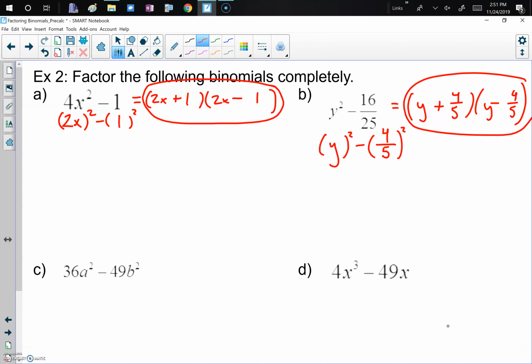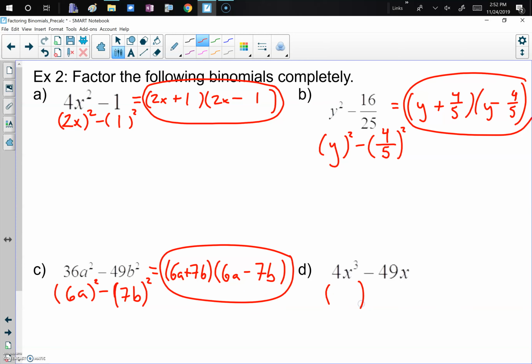Okay, looking at the next several, we should be able to figure these out. Again, I'm looking at a binomial with power 2's involved, so there's a good chance that we have that difference of perfect squares. So looking at the 36a squared, I know 36 comes from 6 squared, and 49b squared could be 7b, that quantity being squared. So again, I can see what those values are prior to being squared. I'm going to write those down, 6a and 7b. We're going to let one factor be a plus sign, one factor be a minus sign.